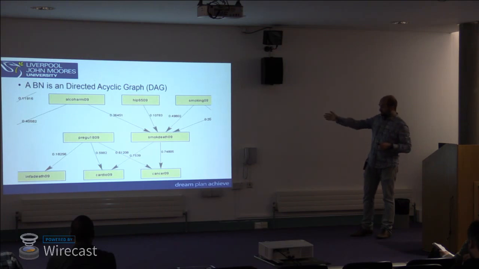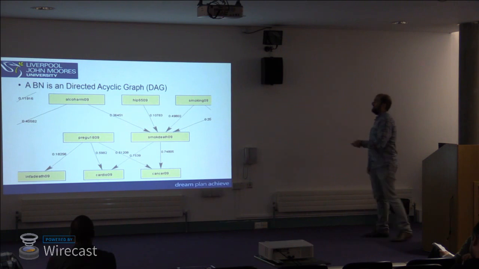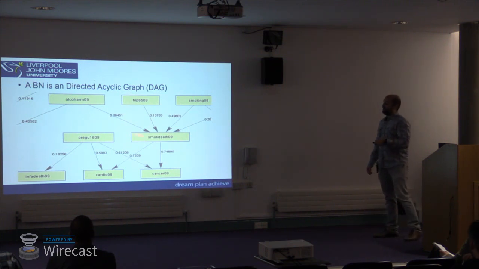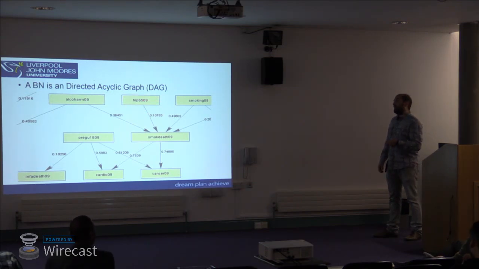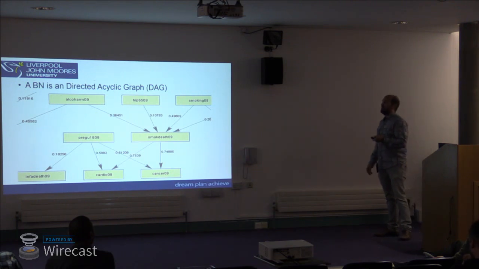For example, here we can see that there is a node that has some children. If two nodes have a common child, those parents are a priori independent. But if we observe that child node, the two nodes become dependent. That is a V structure, which is very important in graphs. There are other structures, for example here, where the nodes have a common parent, smoke death. A priori, those nodes are dependent because they have a common parent. If we observe their parent, those nodes become independent. So there is a lot of information inside the graph that we can use to extract useful information about the probabilities.